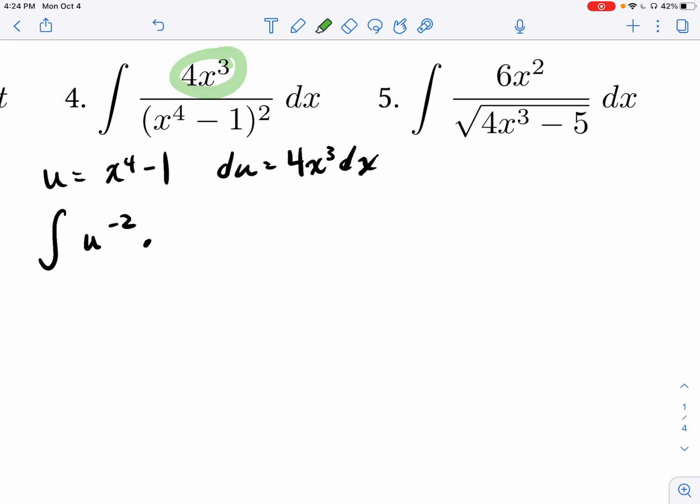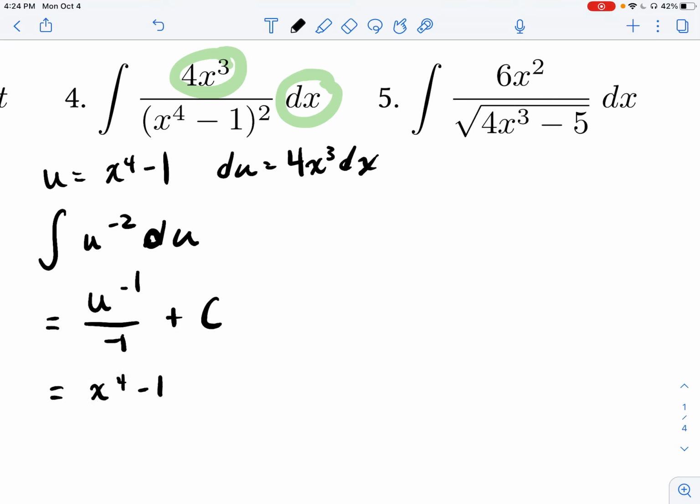This was all of this. So I can just write this, let me just write this du here. So that's the case. Now this is easy to integrate. This is going to be u to the negative 1 over negative 1, all of that plus c. And let's substitute what that u is equal to. x to the 4th minus 1, to the -1 over -1 plus c.